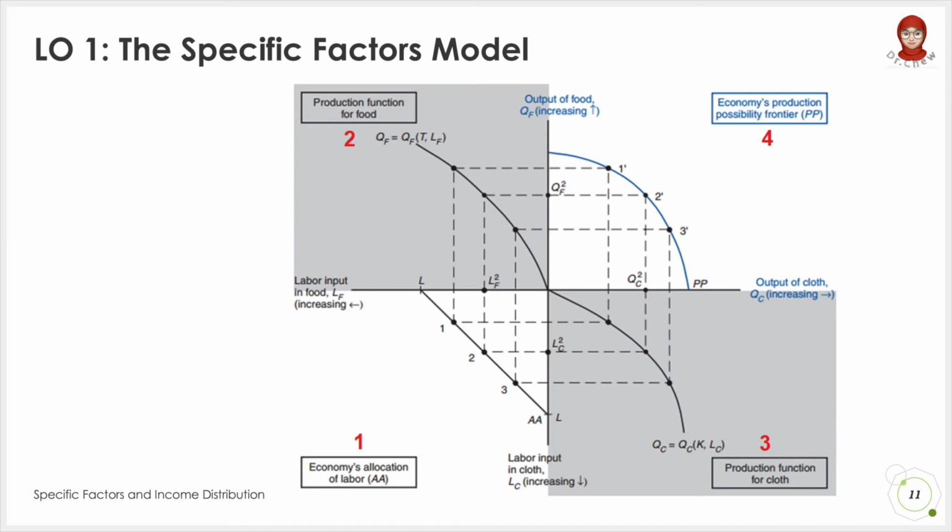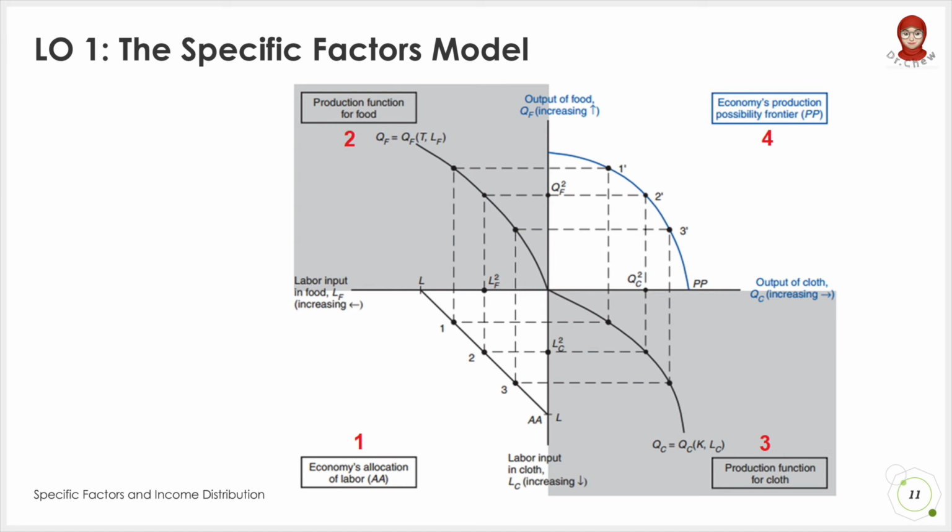production in an economy. The first PPF, bottom left, indicates the allocation of labor for both goods in an economy. The second PPF, top left, indicates the production of food. The third PPF, bottom right, indicates the production of clothes. And the last one, PPF 4, top right, indicates the production of both goods in an economy.